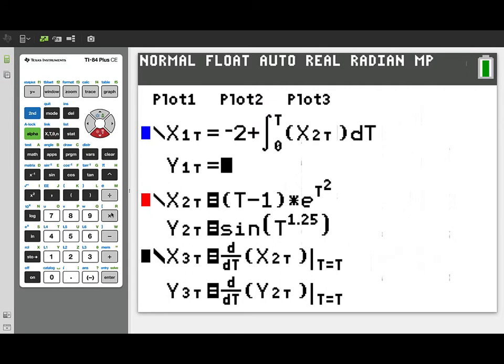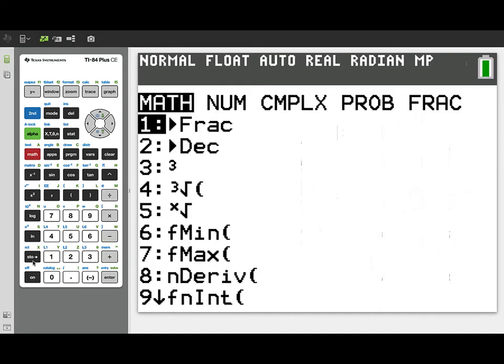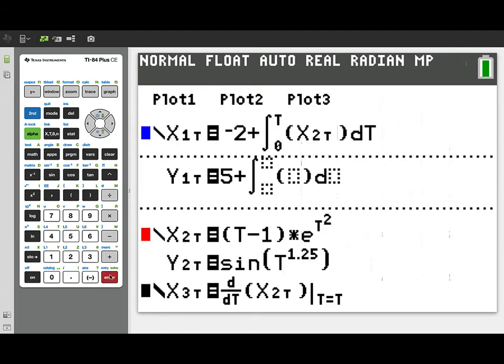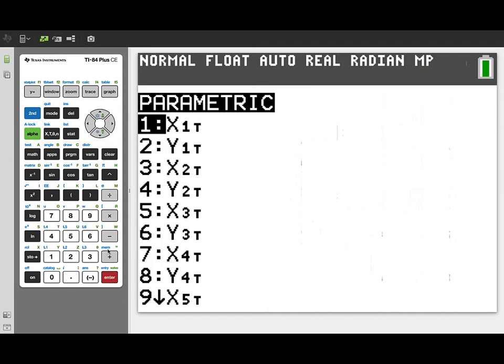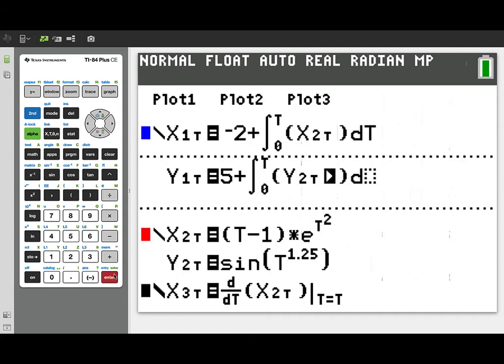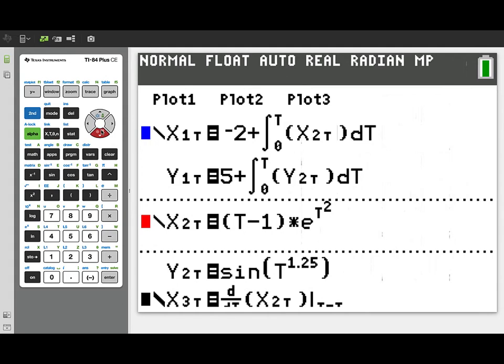For the y-coordinate, we'll need the initial y-coordinate at time 0, which is 5, and we'll add on the net change in the y-coordinate of the position by integrating the y-coordinate of the velocity over the time interval from 0 to t. So we'll integrate from 0 to t. I'll need to retrieve y2(t) from our parametric y variables menu. Let's do that. Scroll down, get to y2 of t, and then we'll integrate with respect to t, and that gives us coordinate position functions for our particle P.